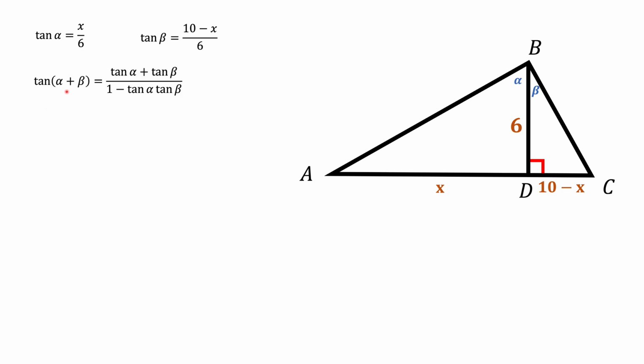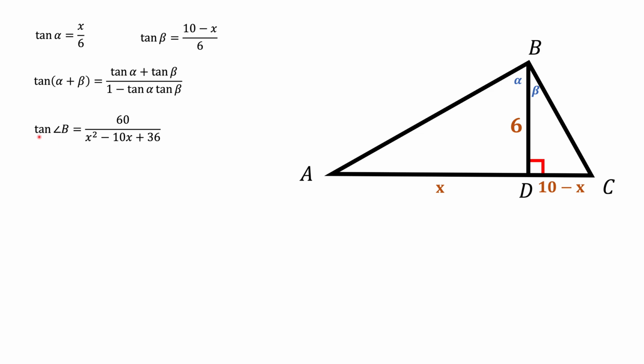But we know that tangent of alpha plus beta can be expressed through tangent of alpha and tangent of beta using this formula. If you're not familiar with this formula, there's a link below. So now we just plug these values instead of tangent of alpha and beta in this formula and simplify a little bit. And this is what we're going to get.